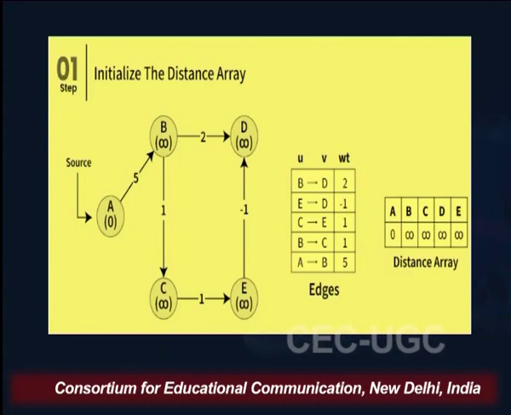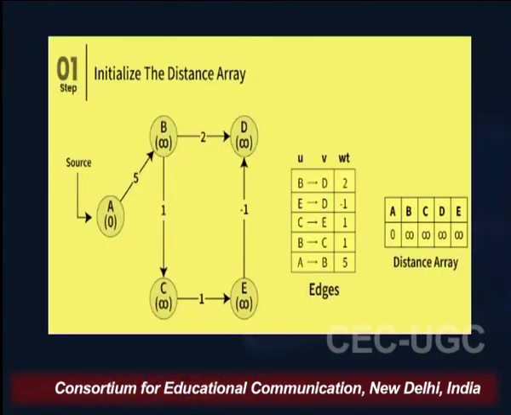So, from A to B we have an edge of 5, then from B to D we have 2, then from E to D it is -1, from C to E is 1, and from B to C it is 1. And presently, if you can see in this graph, this is similar to the graph which we have taken in our previous example. So, here we have given a table of edges as well as a distance array, which is going to be updated with every step of relaxation.